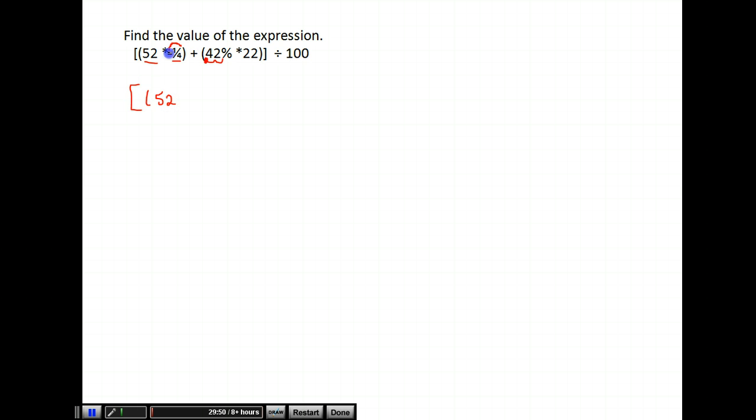The other thing is the fraction 1/4. If you don't like fractions, the decimal for 1/4 that you can find by doing 1 divided by 4, top divided by the bottom, is 0.25. So if you prefer to have that there instead, you can change that to a decimal. We have 0.42 here times 22, and that whole thing we're going to divide by 100.